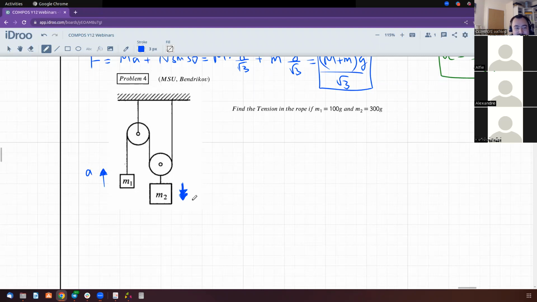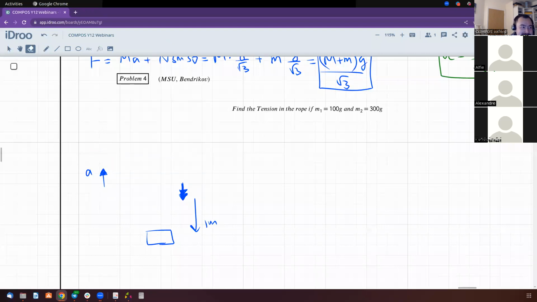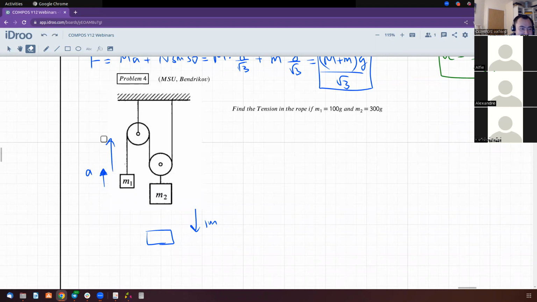Minus A. So do you think if this mass, if M2 moves down by 1 meter, M1 will move up by 1 meter? Do they travel the same distance? Sam, brilliant. Absolutely. Fantastic. You got it.